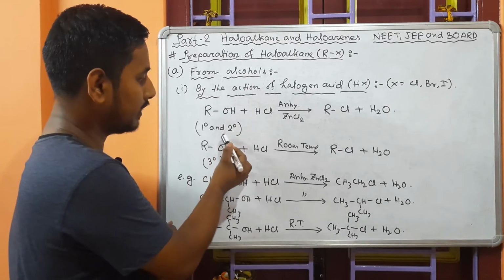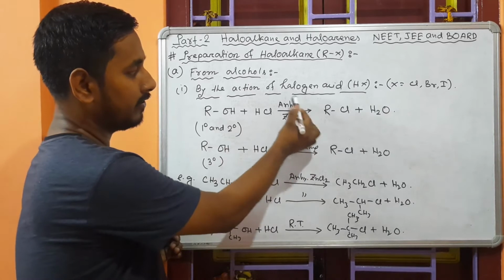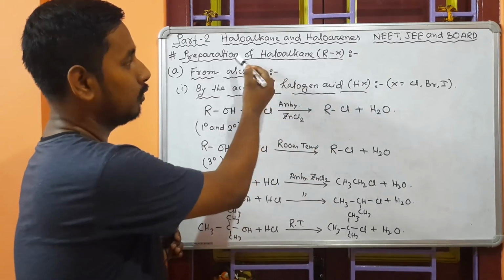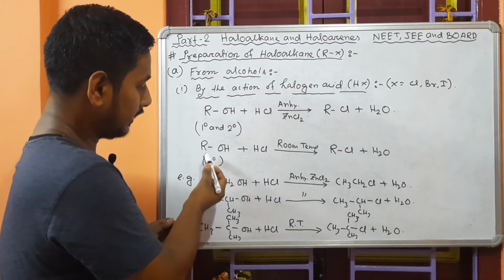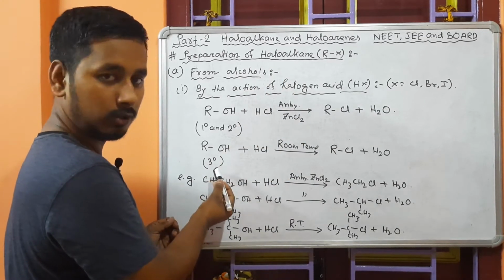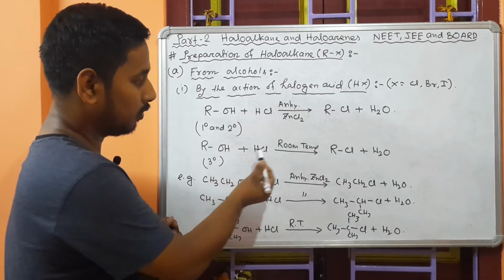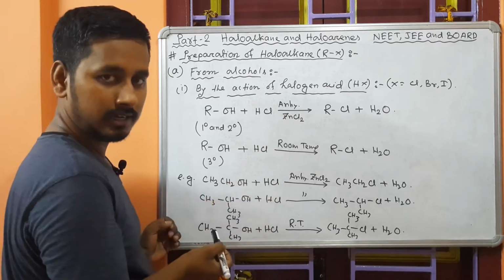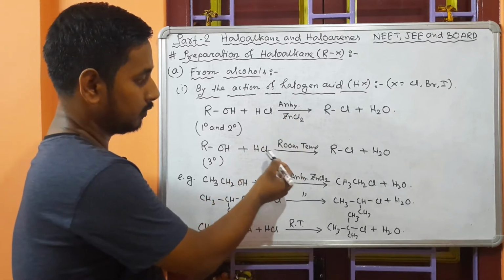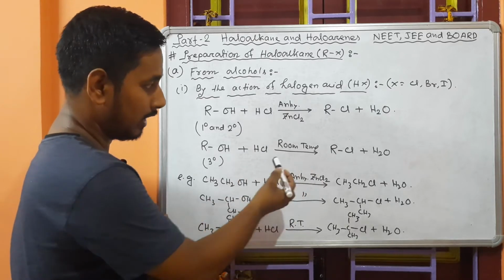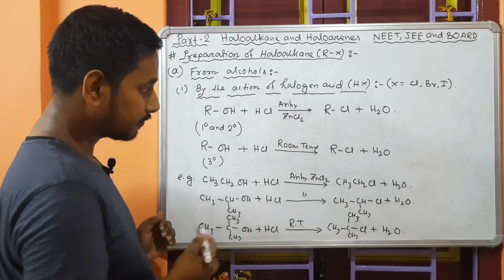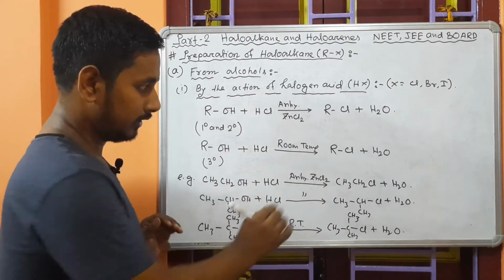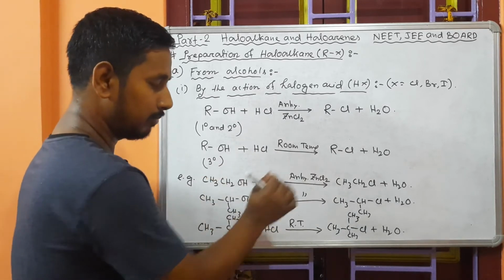For the case of primary and secondary alcohol, we use anhydrous ZnCl2 and we get the haloalkane. Okay. The second case is from tertiary alcohol, and if we use a tertiary alcohol, it is not required to use a catalyst, anhydrous ZnCl2. We can do the reaction at room temperature and we get the desired product, and also we get water as byproduct. Okay, byproduct is not so important. The main product is important. You have to remember the main product.